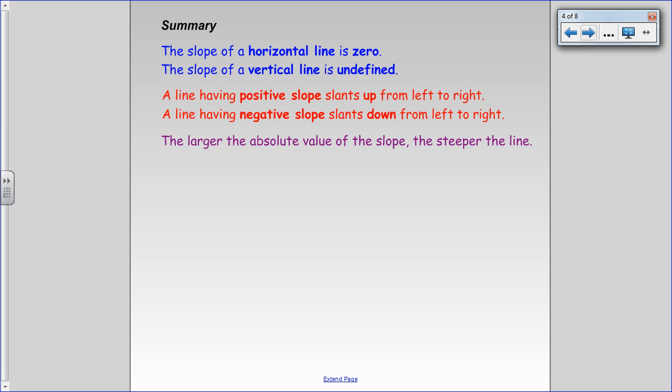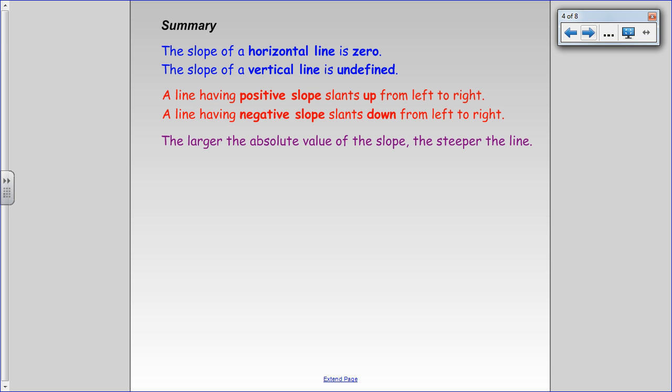In summary, in addition to calculating slope, we've learned that the slope of a horizontal line is 0, the slope of a vertical line is undefined, and a line having positive slope slants up from left to right, while a line having negative slope slants down from left to right.